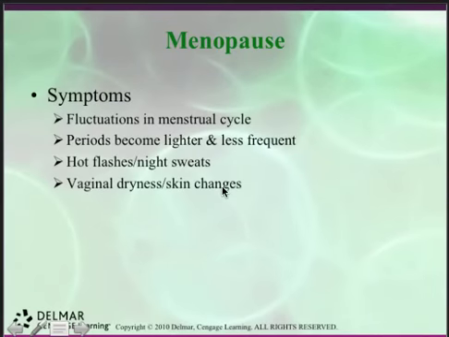The symptoms include fluctuations in the menstrual cycle. The periods become lighter and less frequent and eventually stop. There are also hot flashes and night sweats along with vaginal dryness and skin changes. Some women also experience depression, poor memory, anxiety, and sleep disorders, as well as a loss of interest in sexual intercourse. An accurate diagnosis can be made with blood tests to measure if certain hormones are high and estrogen levels are low. Can menopause be avoided, and if not, why?